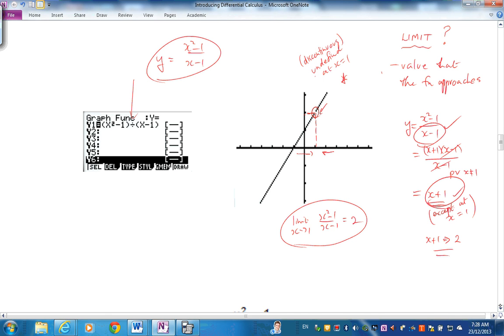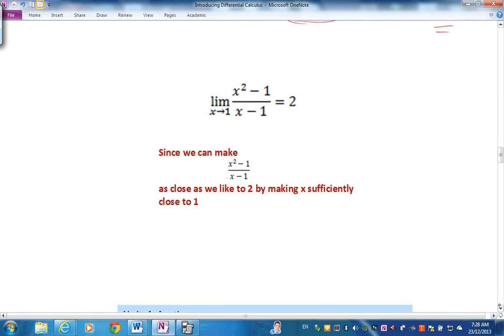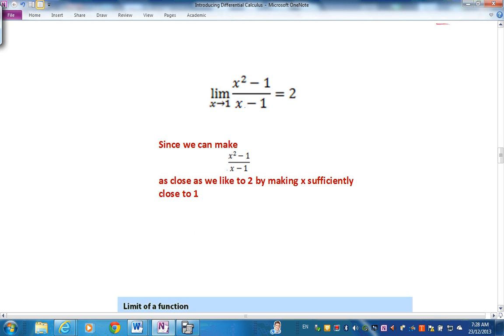Let's come down and have a look at what we've just done. Okay, here we have the idea. The limit as x tends to 1 of x squared take 1 on x take 1 is 2. Why? Because we've just shown, graphically that was, we can make x squared take 1 over x take 1 as close as we like to 2 by making x sufficiently close to 1. And that's an informal definition of the limit, which is in this course. And we should be able to investigate this mainly.